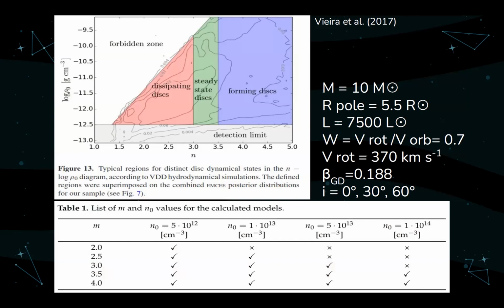We start with tensor masses, 5.5, radius, this luminosity, and this rotational velocity. So this is around a V2 star. And we needed to choose also the density distribution.